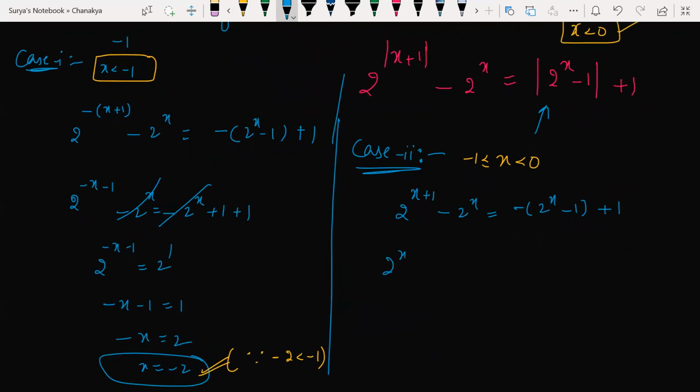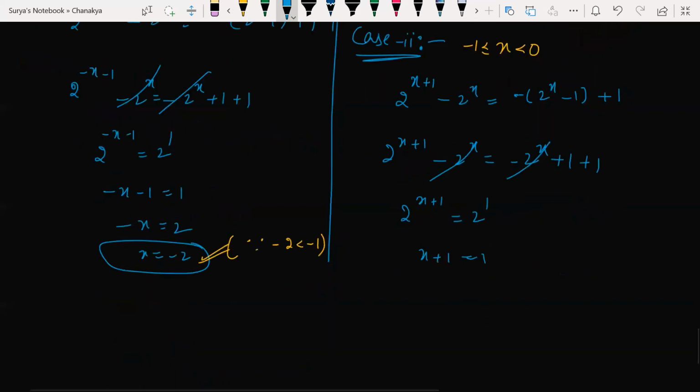Okay, so now simplify this. 2 to the power of x plus 1 minus 2 to the power of x minus 2 to the power of x plus 1 plus 1. This will be getting cancelled. 2 to the power of x plus 1 is equal to 2, so x plus 1 is equal to 1. The x value is going to be 0. The 1s will be getting cancelled. The x value is 0.